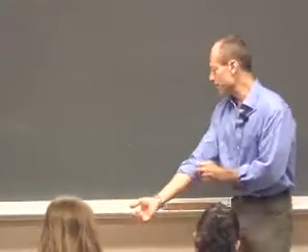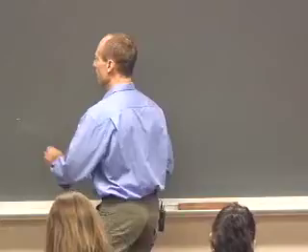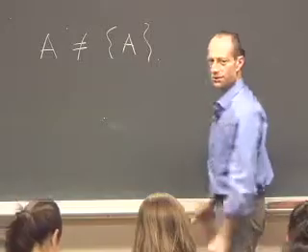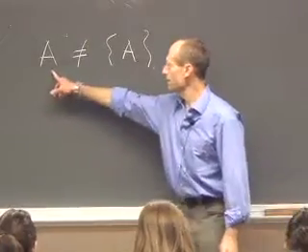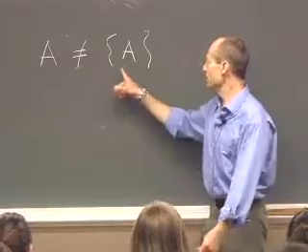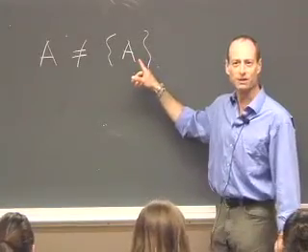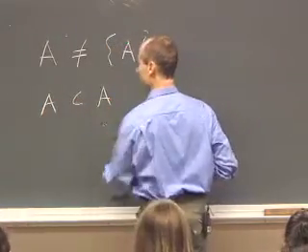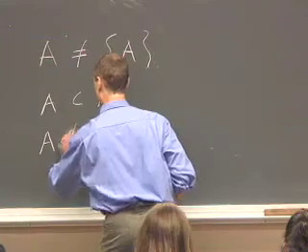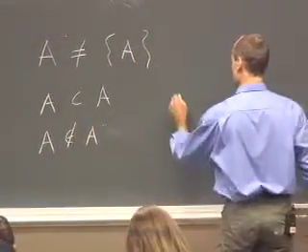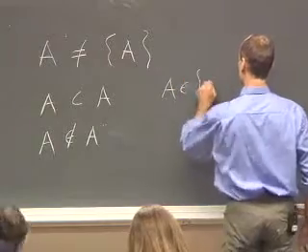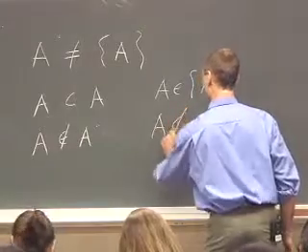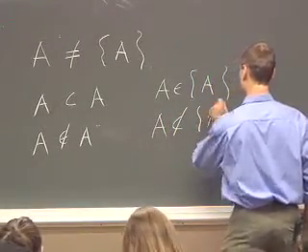So the whole idea of subsets and elements and things like that. This is not the same thing as this, right? This is A, which might itself be a set. This is the set that contains A as an element. Okay, so A is a subset of A. A is not an element of A. A is an element of the set that contains A. A is not a subset of the set that contains A.